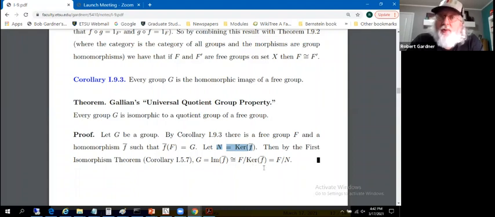Remember, kernels of homomorphisms are always normal subgroups of the domain group, the input group. So we can write G up to isomorphism as a quotient group of a free group and a normal subgroup of that free group. In other words, it's a quotient group of a free group. So there's, I guess, a reason to like quotient groups.